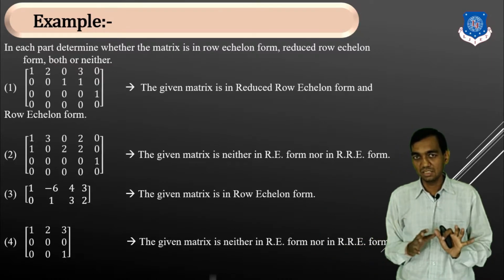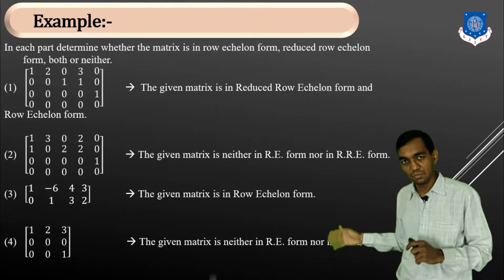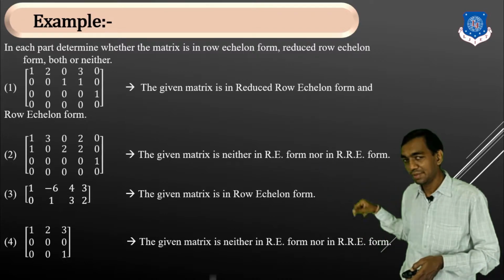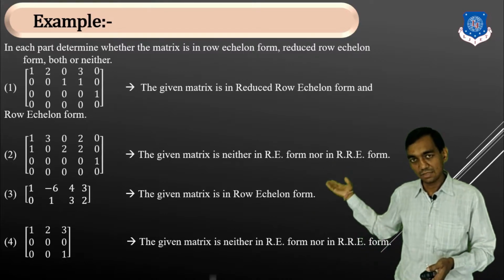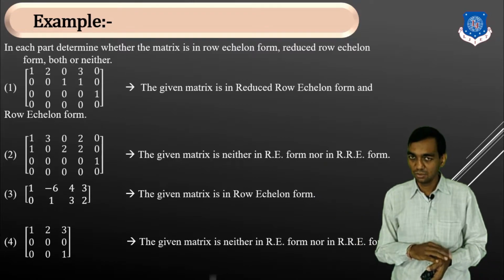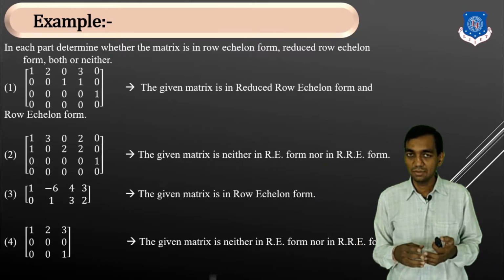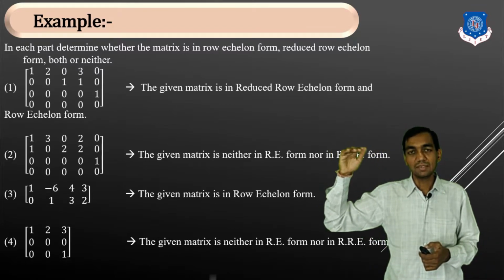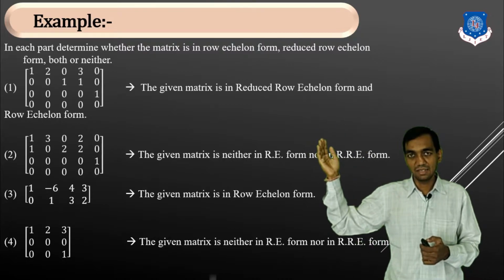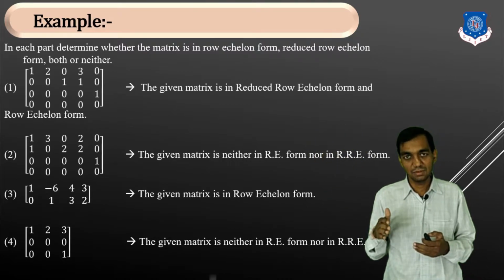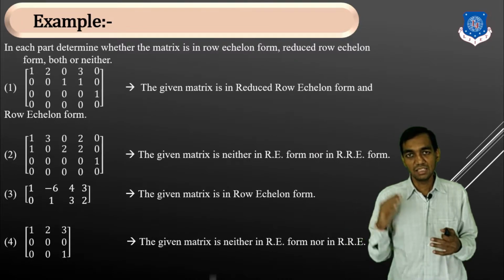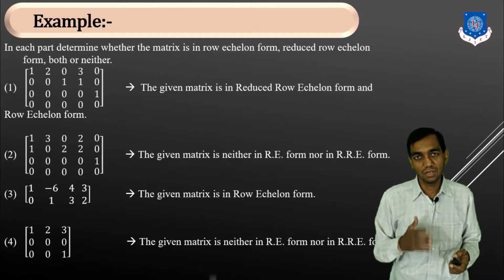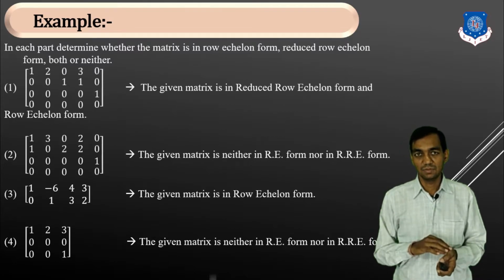The first condition of row echelon is zero rows at the bottom. It is already there. Second condition: each non-zero row has a first non-zero element 1, correct. Third condition: the leading one in the second row is further to the right than the leading one in the first row. That is satisfied. Similarly, the leading one in the third row is further to the right than the leading one in the second row. That is also satisfied. That means all conditions of row echelon form are satisfied.